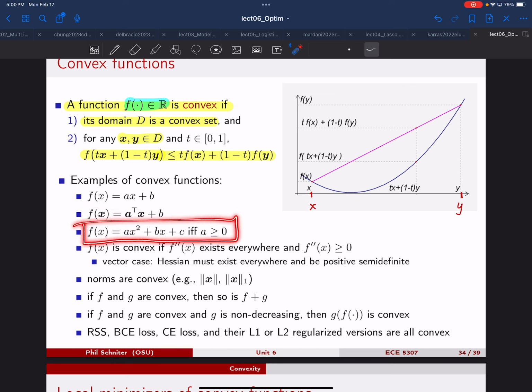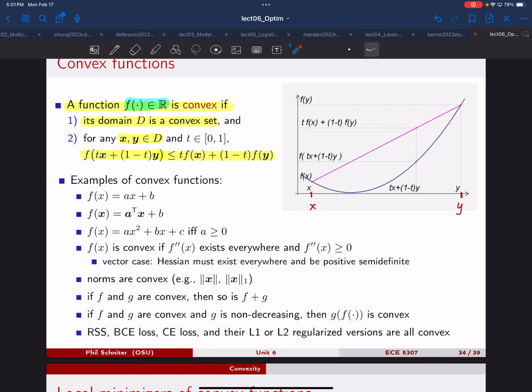Scalar quadratics are convex if the coefficient on x squared is non-negative. That would give you functions like parabolas like this, or if a is exactly 0, it would give you a line where you're back to this. But if a is negative, then you get a concave function, which is sort of the opposite. So that's why we have that.